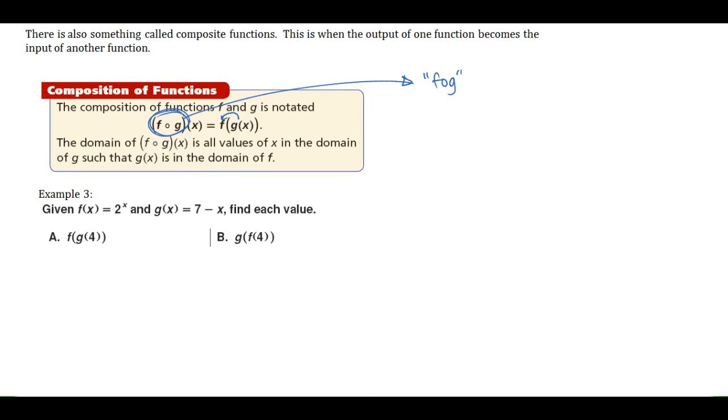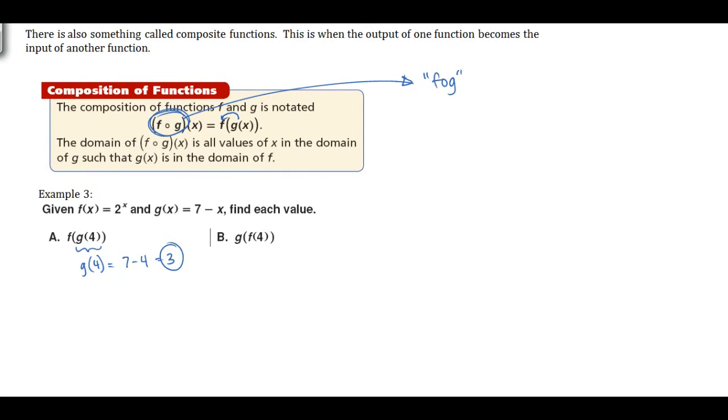So remember, in math we work in the innermost parentheses and we're going to solve it backwards. So kind of look down here at example 3a. The first thing you want to do is figure out what the heck is g of 4. So in other words, I want to go to g and I want to plug a 4 in. That's what g of 4 means. So if we plug in a 4, we get 7 minus 4, we get 3. So g of 4, the answer is 3.